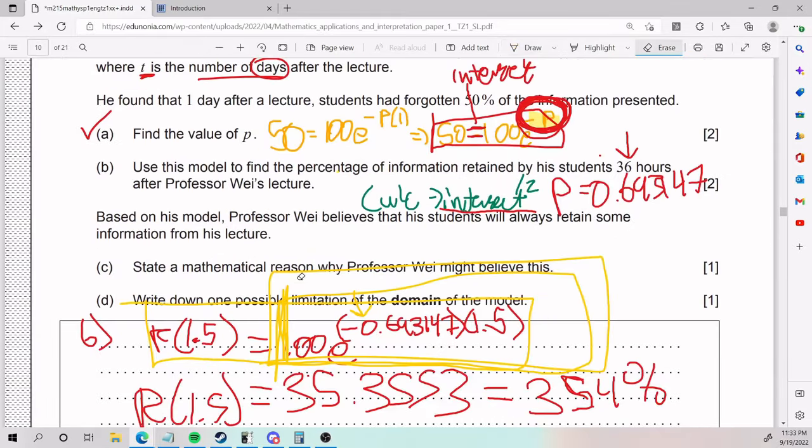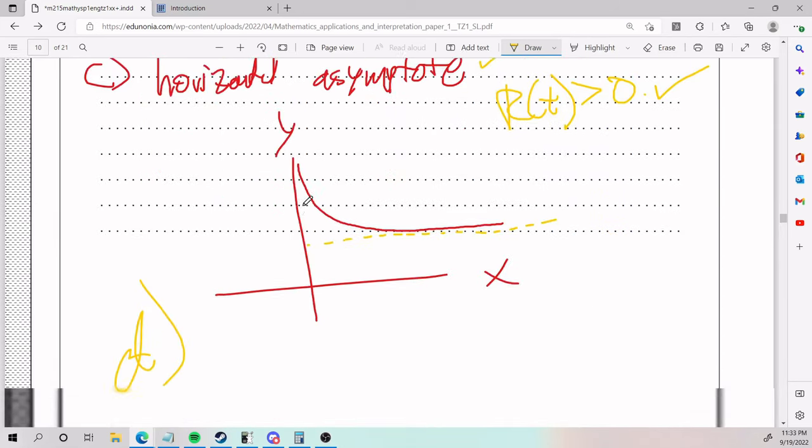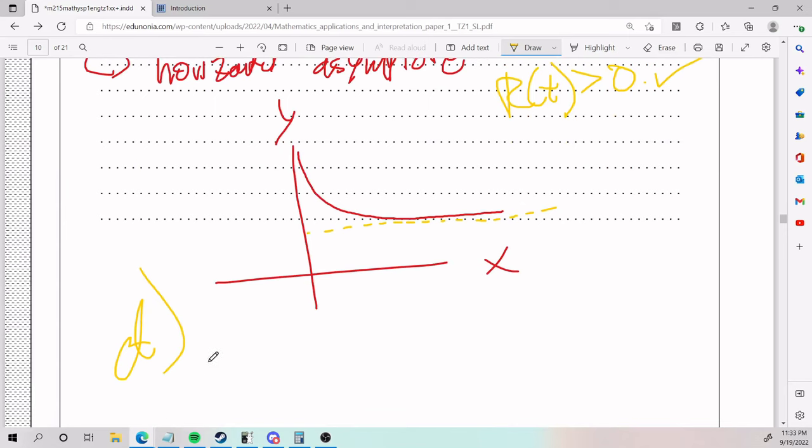We need to write down one possible limitation of the domain of the model. Here there are so many different things you can say. I think the most intuitive one is that, unfortunately, not everyone will remember Professor Wei on their deathbed, right? In many, many years from now.